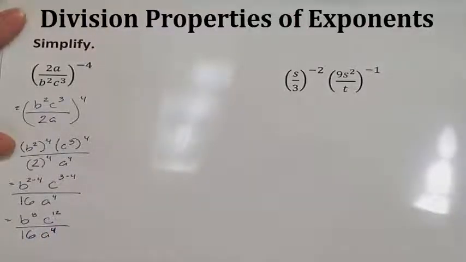Now see if you can finish simplifying it. I don't have a number on top to simplify with 16, so my numbers are good. I do not have any negative exponents, and I do not have any common bases. So I am fully simplified, and I'm done.